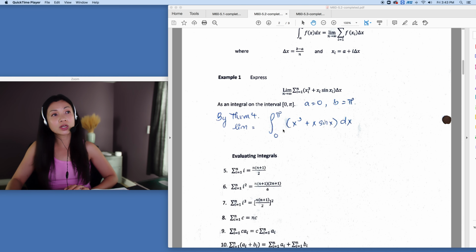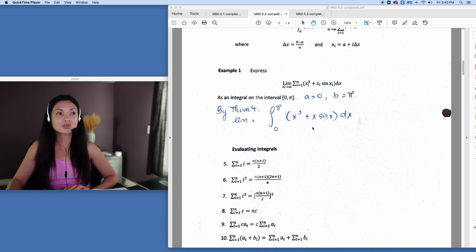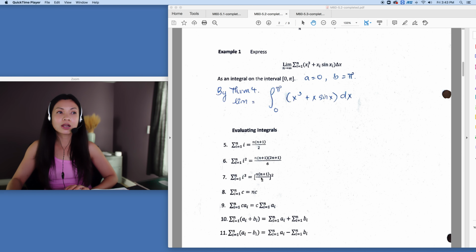So example 1 is straightforward. They give you the limit of a Riemann sum, and they want you to rewrite it as an integral on the interval. So by theorem 4 right here, I'm just going to take that. a is 0, b is pi, and then I put the function in here. Okay, straightforward.